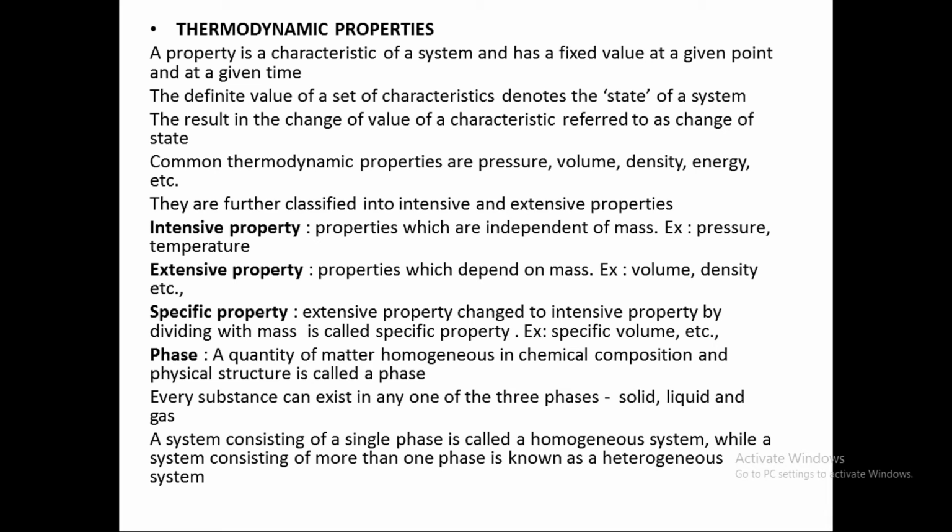So next is phase. A quantity of matter homogeneous in chemical composition and physical structure is called a phase. So it contains a homogeneous, means a single type of chemical composition in the physical structure. That is called a phase. Every substance can exist in any one of the three phases, that is solid, liquid and gas. A system consisting of a single phase is called a homogeneous system, while a system consisting of more than one phase is known as a heterogeneous system.